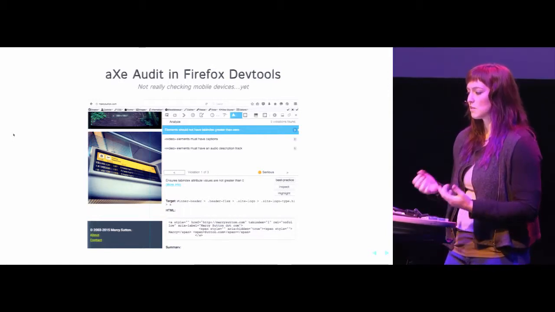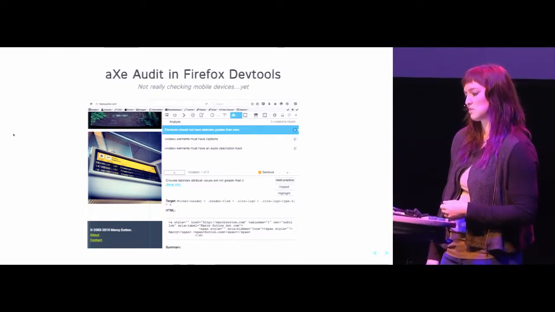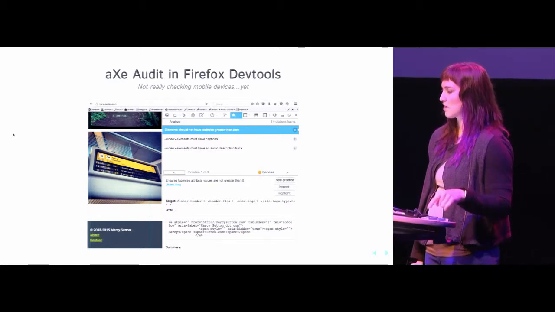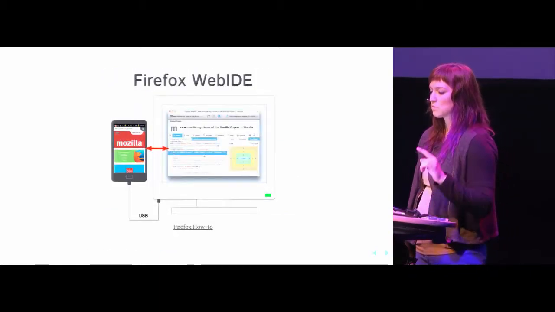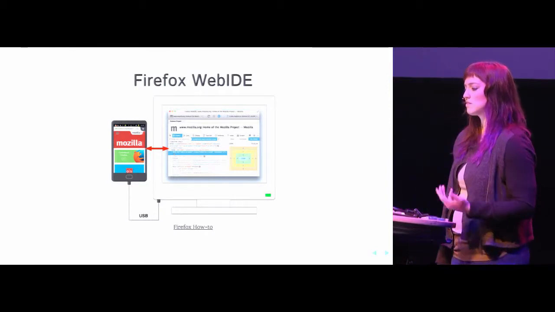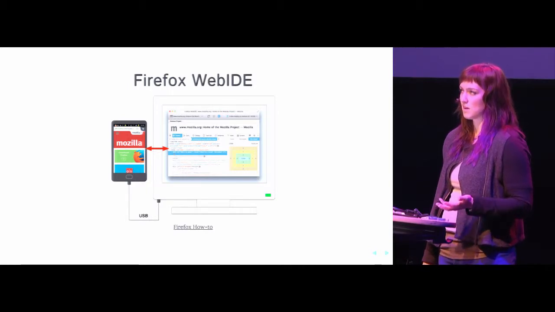So in the Firefox developer tools on desktop, we have this fantastic extension that we can use to check accessibility. But we can't run it against the mobile device quite yet. So that's what I'm working with Mozilla to try and get into the browser. So if you're testing a mobile device in Firefox, they have this tool called Web IDE.